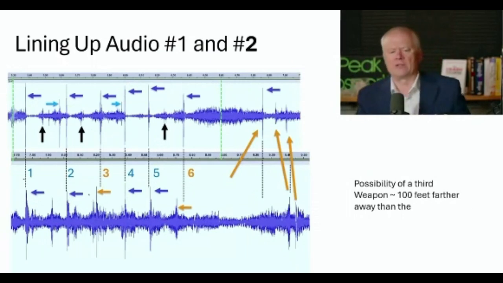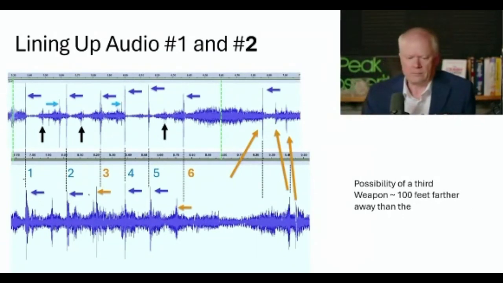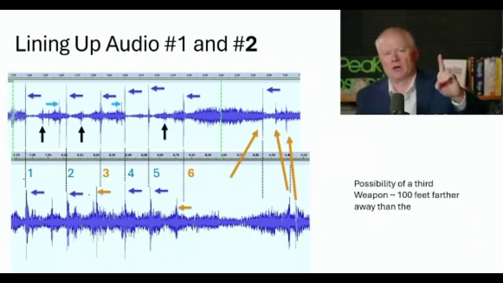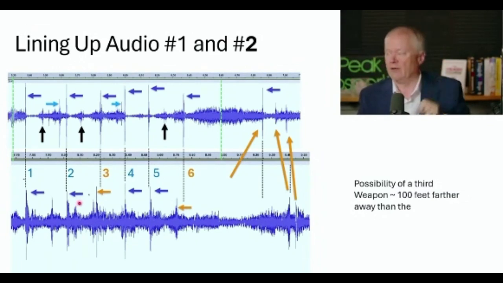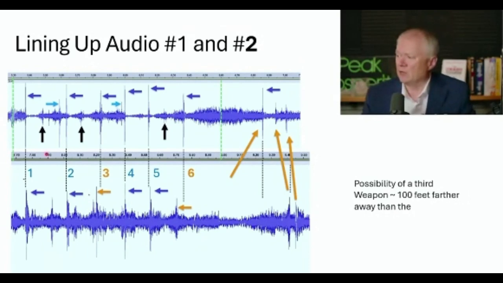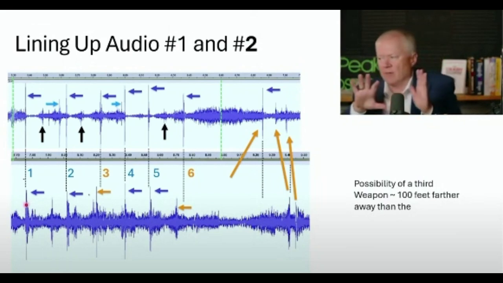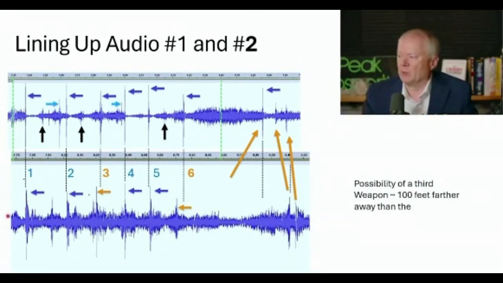Now, here's where it gets a little weirder. What I've done is I've taken the first timeline, this is video number 1's audio, and I've lined it up with video number 2's audio. And for the most part, we're in pretty darn good shape, right? Here you can see the supersonic crack, that's the crack of the bullet arriving. And what I did was I just shifted the timelines to line up with this, which is the report of the gun.